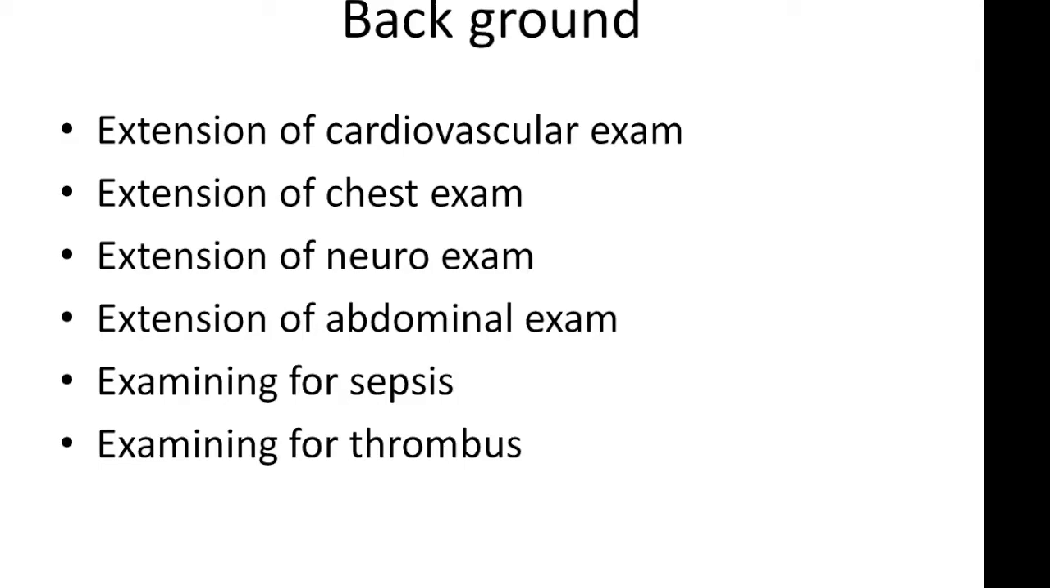Equally, we could use ultrasound as an extension of the chest examination. I've already talked about this in a previous talk. And we could use it also as an extension of the neurological examination, particularly in the neurovascular examination. When we're thinking about stroke, we can examine the carotid and the vertebral arteries. Ultrasound is most useful in the extension of the abdominal examination in patients who are either jaundiced or have got renal dysfunction or just abdominal pain.